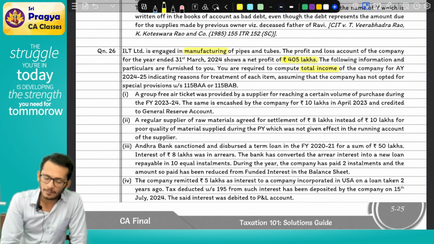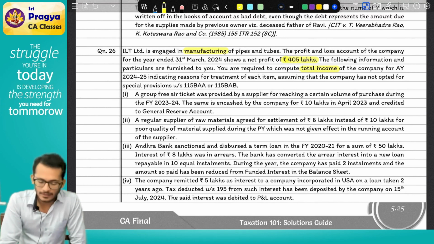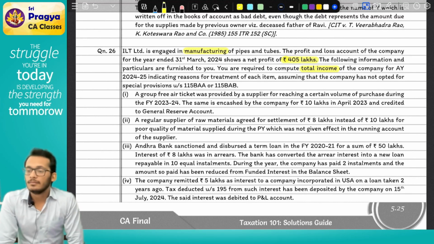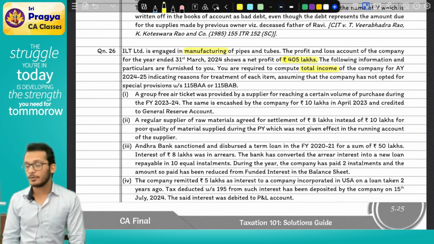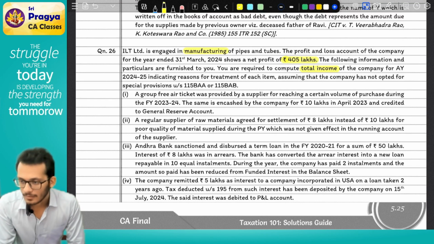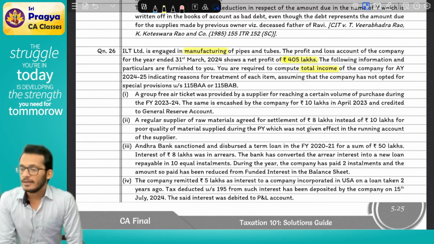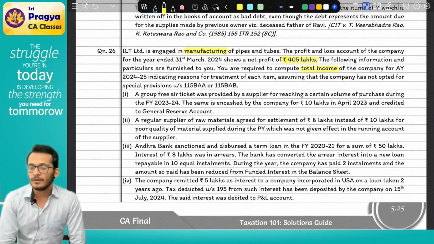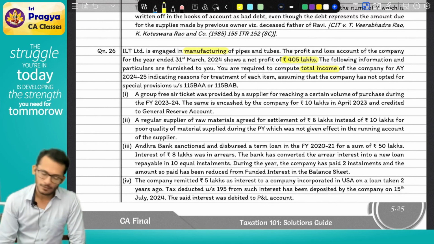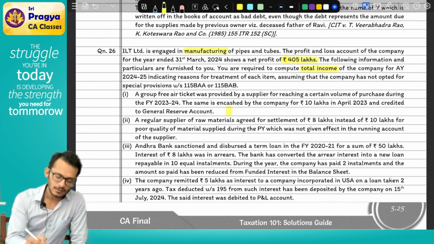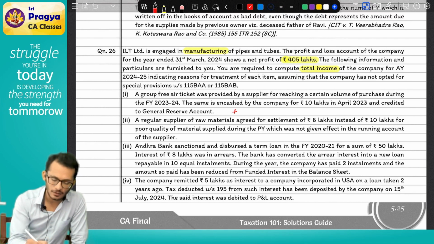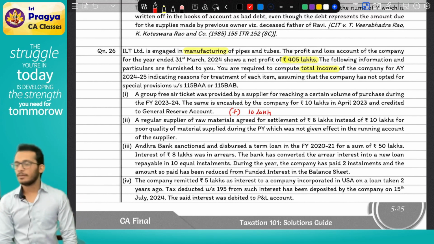The same is encashed by the company for 10 lakhs. So now you know the gift amount: 10 lakhs. In April 2023 it was credited to general reserve account. The money which you got, you directly put to general reserve account, which means it is not there in the net profit. If it is not there in the net profit, will you leave it off or will you add it? You will add. So the first adjustment is an addition or disallowance. How much will I add back? I will add 10 lakhs. Clear? You understand how the approach is?